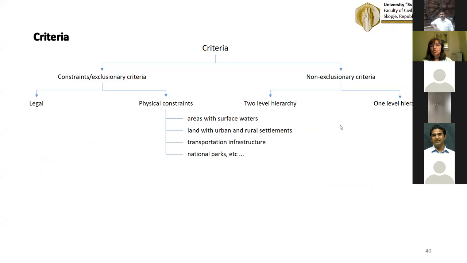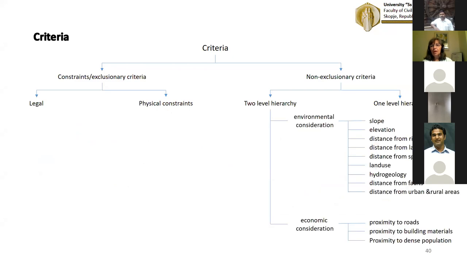In the group of non-exclusionary criteria, all these criteria can be grouped according to their hierarchy. For example, one group of criteria forms a two-level hierarchy, and the first level is fulfilling some aim. For example, fulfilling an environmental aim, protection of environment, and the second is an economic aim, fulfilling some economic considerations.